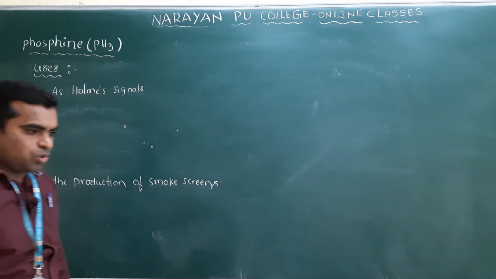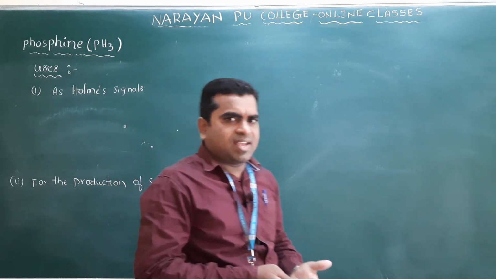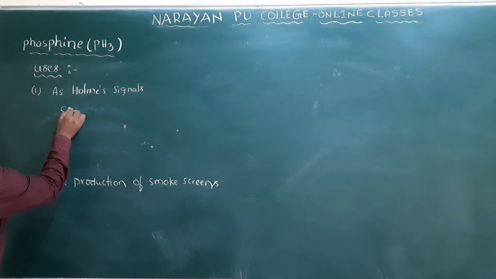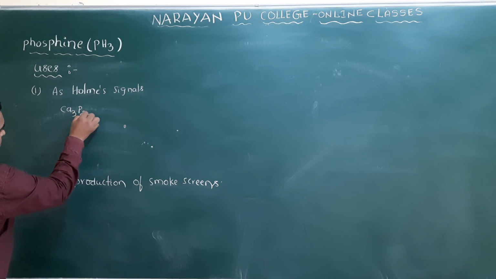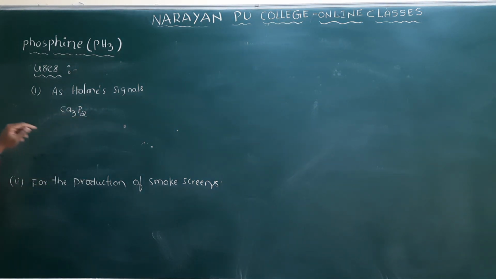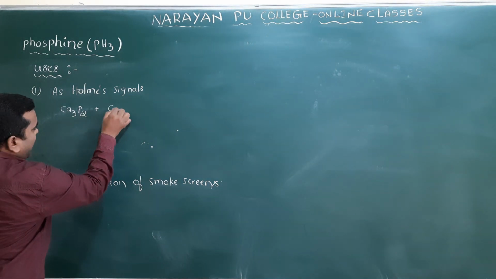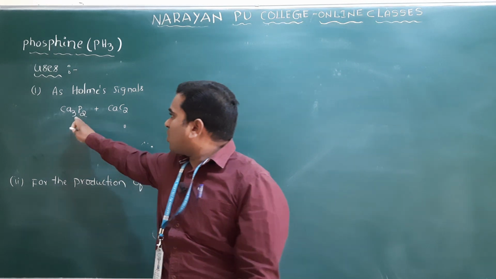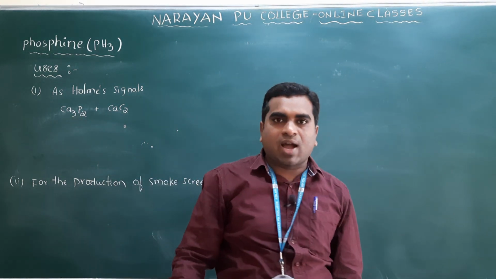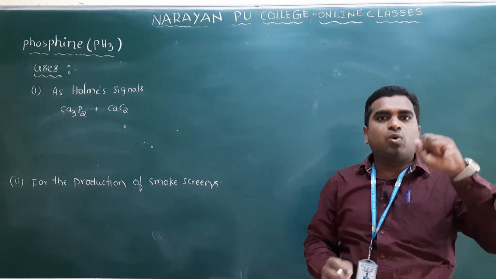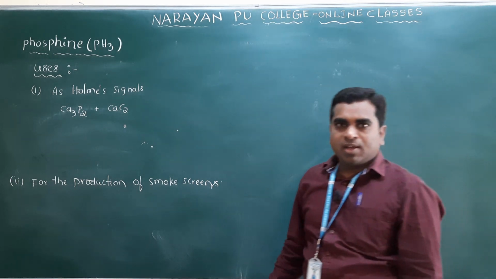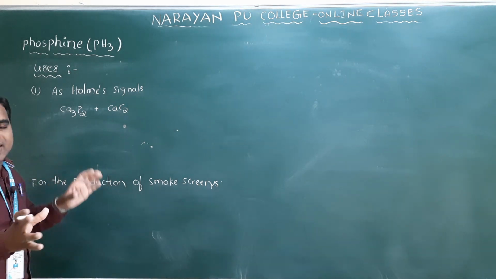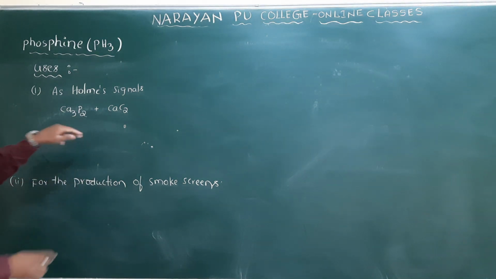So what they will do: the containers containing a mixture of calcium phosphide, what is the formula of calcium phosphide? Ca3P2, and another one is calcium carbide. Clear? The containers containing a mixture of calcium phosphide and calcium carbide are pierced and thrown into the sea. Clear? So then what will happen? When the container comes in contact with water, clear? So then what will happen?